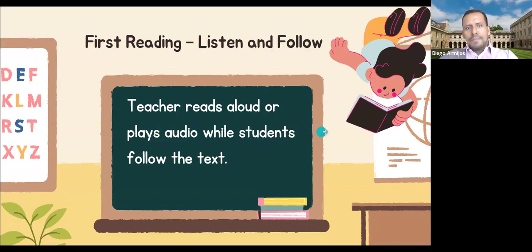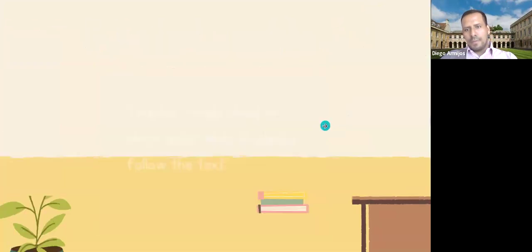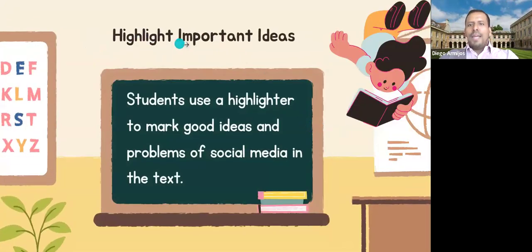Let's continue. The second one is highlight important ideas. This is another one. Once the students have the reading, they can use a highlighter to highlight the most important ideas or the things that they like the most about the reading.